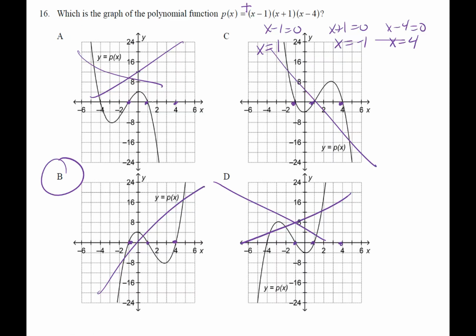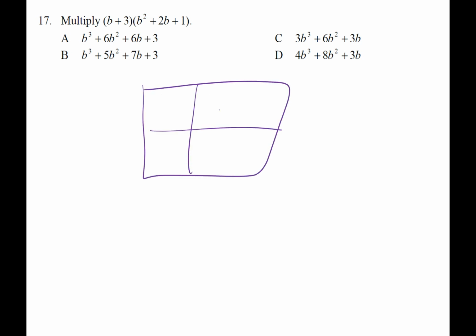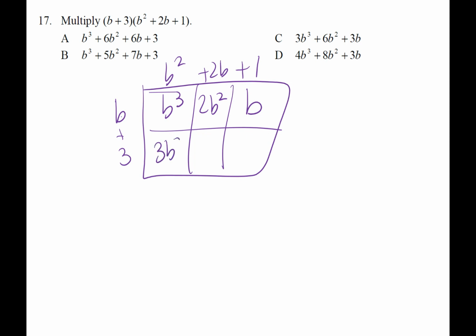Okay, we need to multiply. So I would probably get out the box, so that keeps my work nice and organized. So I've got B plus 3 and B squared plus 2B plus 1. So B times B squared is B cubed. B times 2B is 2B squared. And B times 1 is B. 3 times B squared is 3B squared. 3 times 2B is 6B. And 3 times 1 is 3.